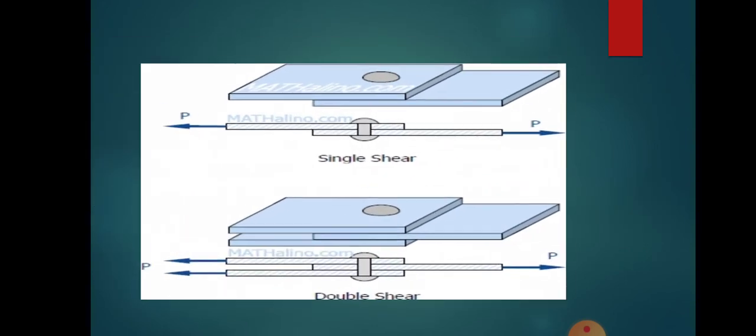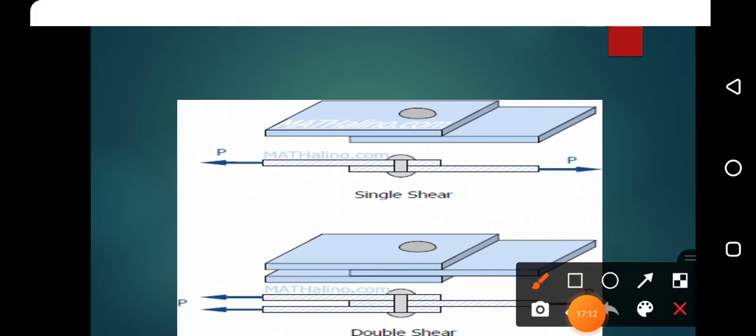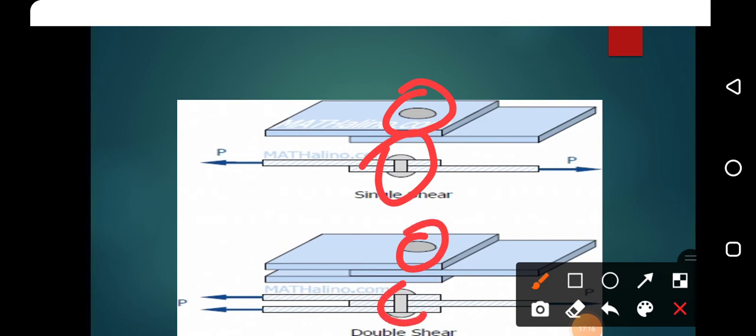See here, two plates are connected by rivets, and two pulling forces are acting. This is the rivet, this is the rivet. Two plates are connected by the rivet.